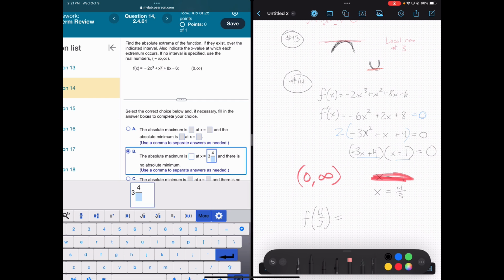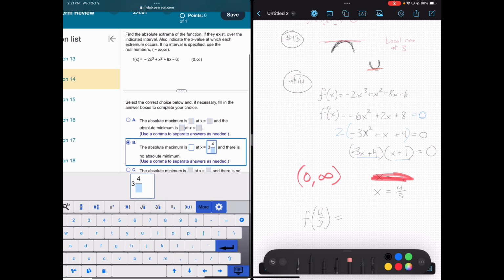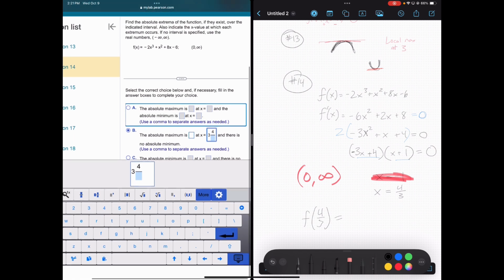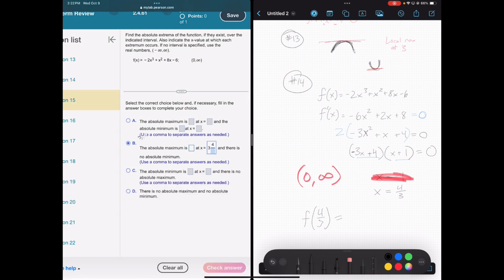Whatever. We have a maximum of 4/3, but we do not have an absolute minimum. So I would select this option. Okay. Moving on.